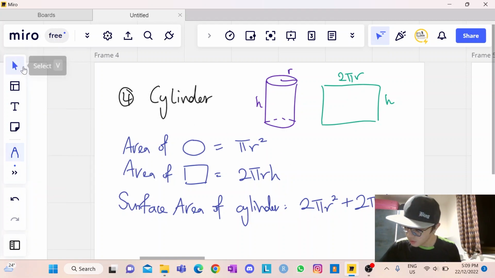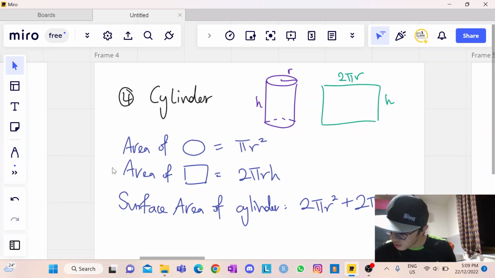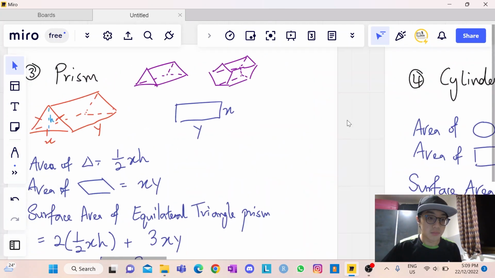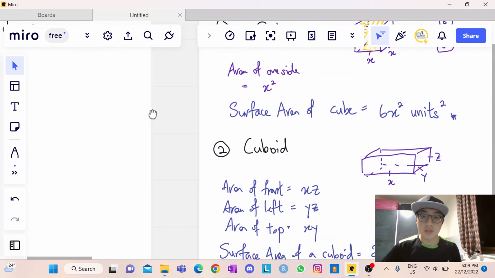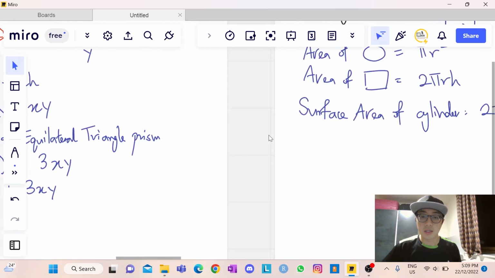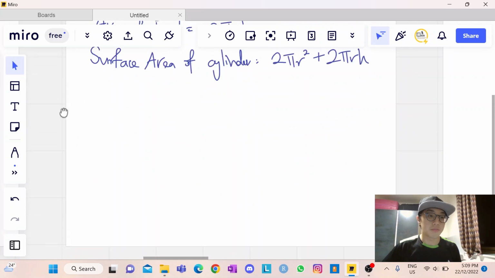Okay, so the next thing we're going to look at is, let me scroll back to my pyramid. Basically, there are a lot of different types of pyramid.